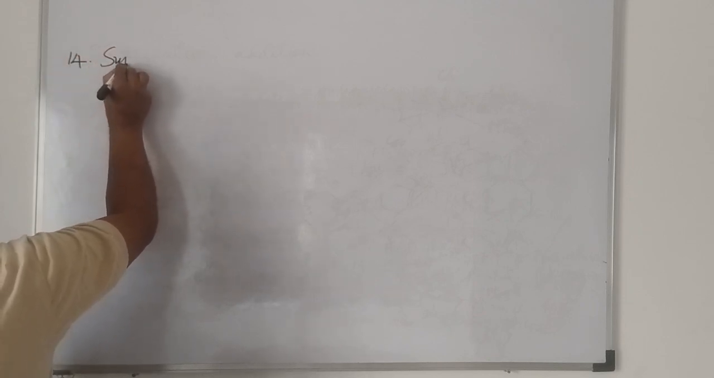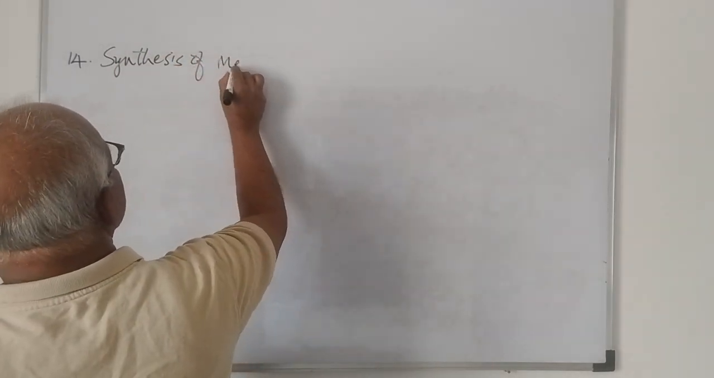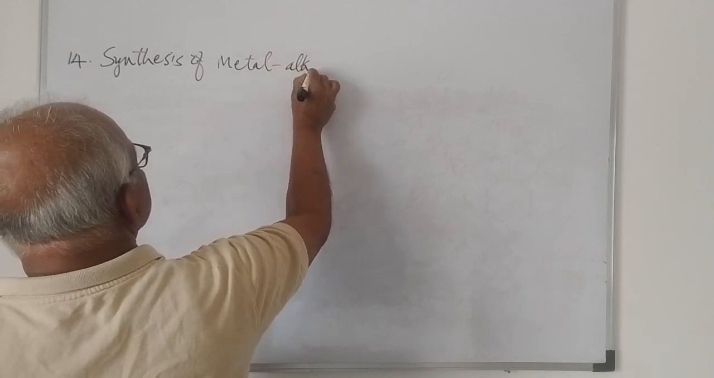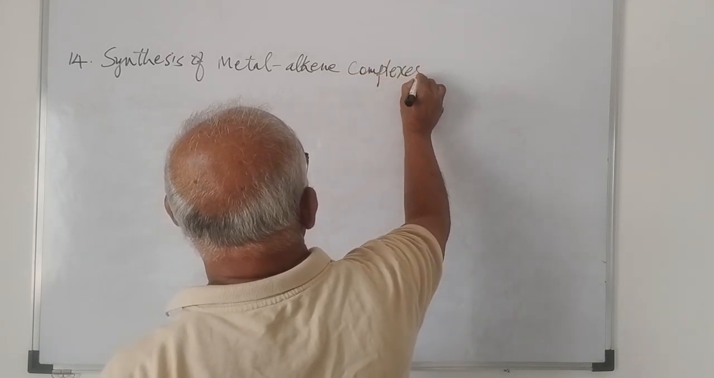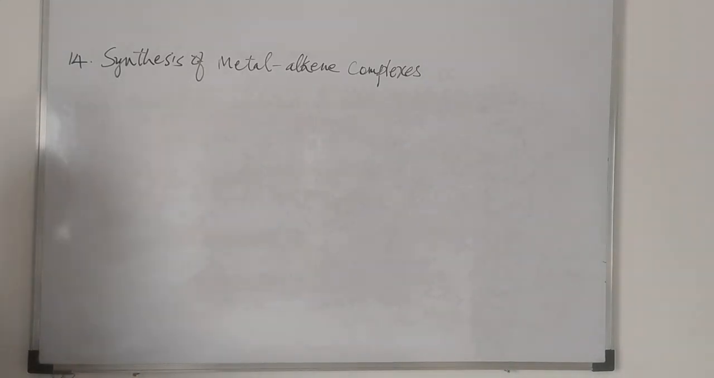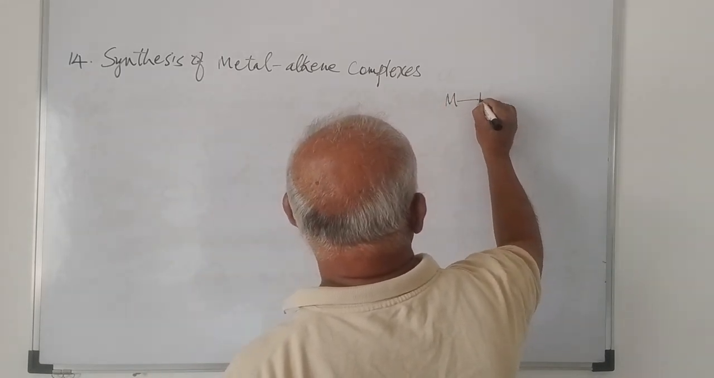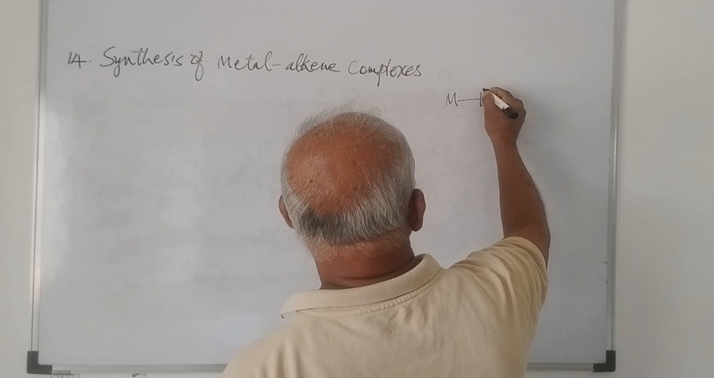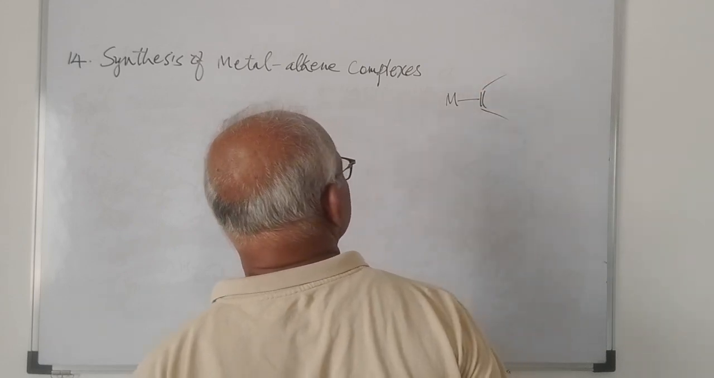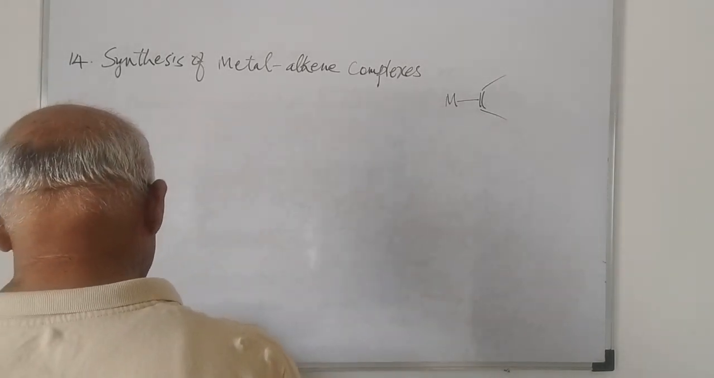So synthesis of, this is 14th, synthesis of metal alkene complexes. Metal alkene complexes. So here we are expecting that there is a bonding between metal and a double bond. Metal and a double bond. So there is some additional structure present to this. So it depends upon the nature.